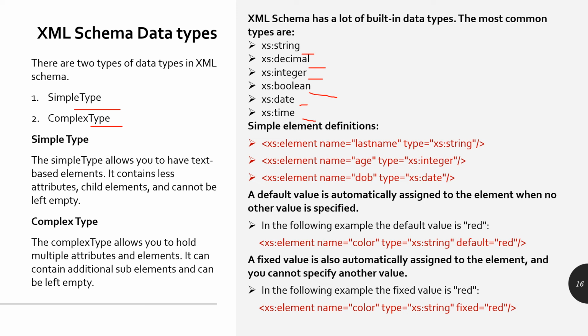Now let's see some simple element definitions. For example, we need to define name, age, date of birth and so on. In the case of name, we can specify string; for age, we can specify integer; and for date of birth, we can specify date. This is about simple element definitions.